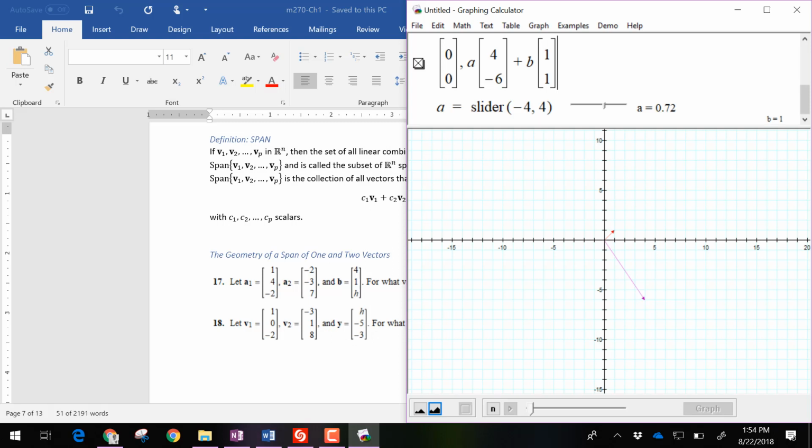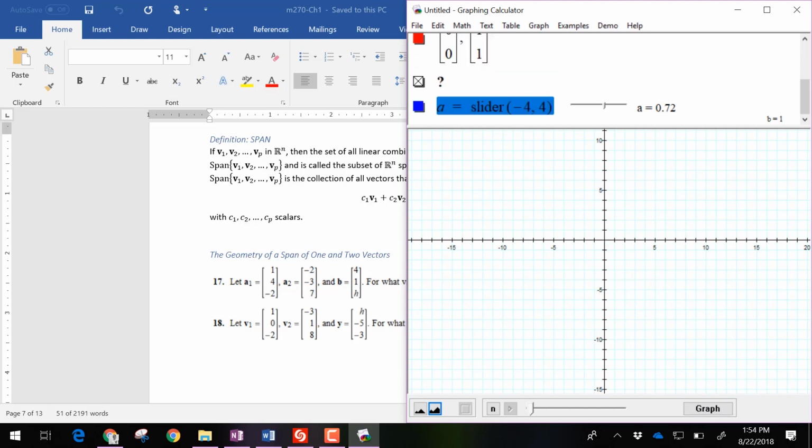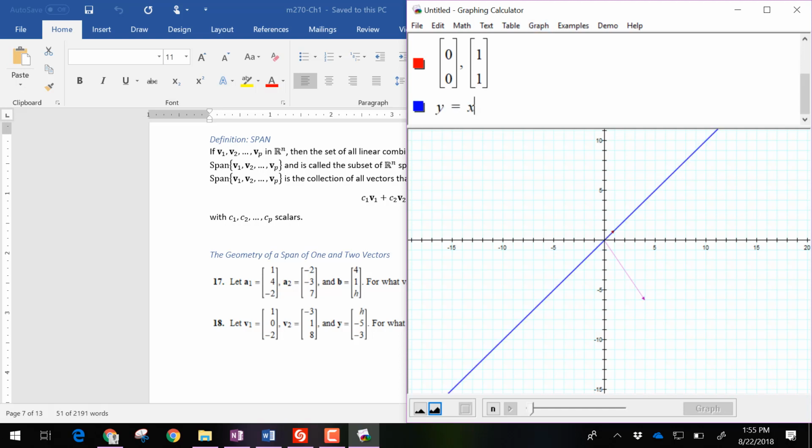Another way to think about spanning is that if you have the two vectors, imagine making a grid out of those two vectors. And by that, I mean we can start off with a line, (1, 1). How do I do a line? Oh, y equals x. So that's a line, right?